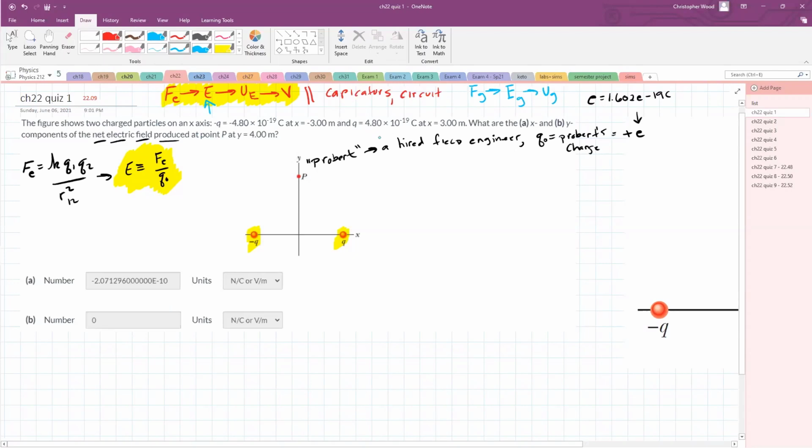All right, so Probert is standing right here. Our friend, field engineer Probert, who has a charge of plus E, is standing at point P. What is the electric field experienced by Probert at that point? So I know if I look at this left side charge, by convention, electric field lines flow into a negative charge.